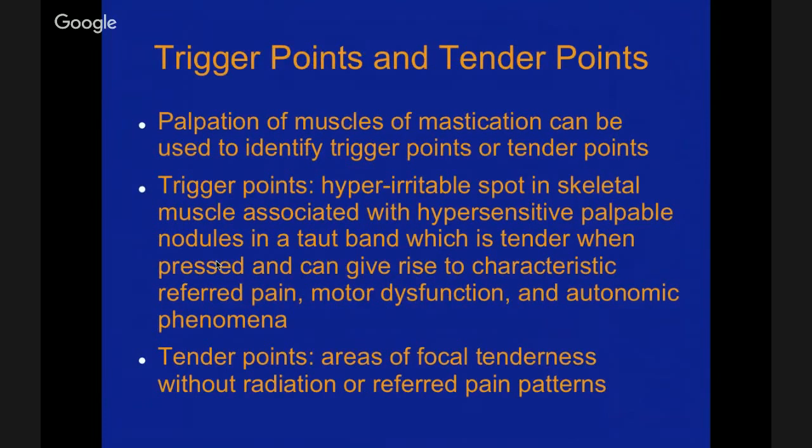So review of trigger points and tender points before we go into treatment options. Palpation of the muscles of mastication can be used to identify trigger points or tender points. Just briefly, the difference: a tender point is a local area of focal tenderness without radiation or referred pain patterns, whereas trigger points are hyper-irritable spots in skeletal muscle associated with a hypersensitive palpable nodule. They're tender when pressed and can give rise to characteristic referred pain patterns, motor dysfunction, and autonomic phenomena.